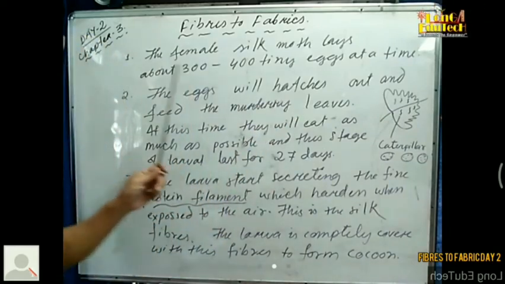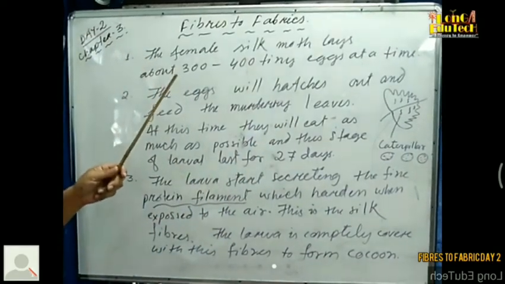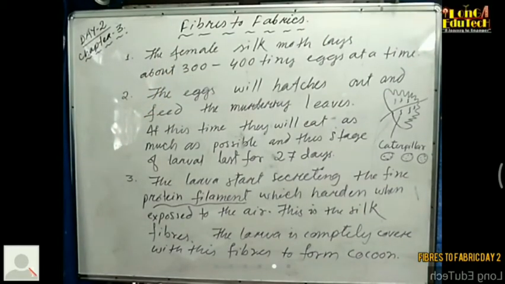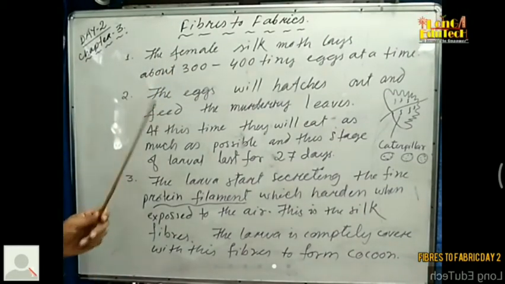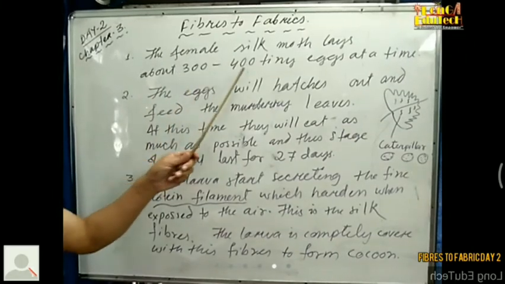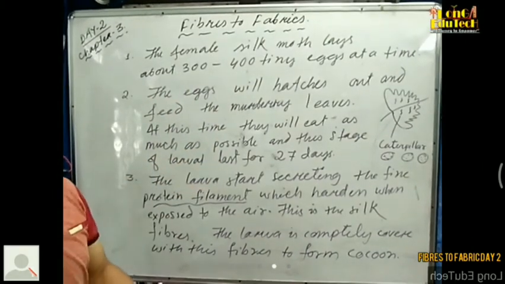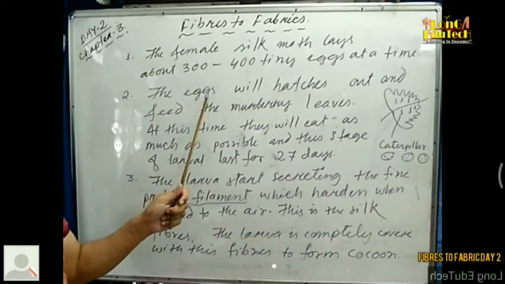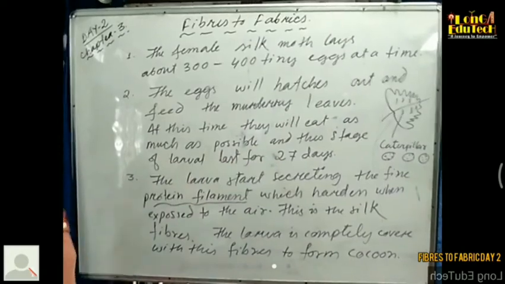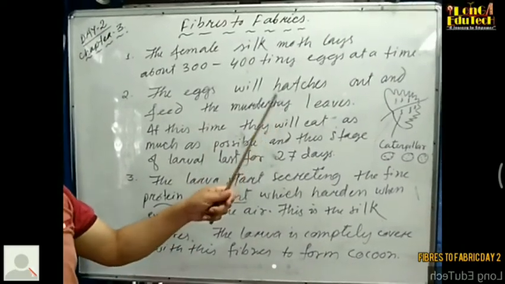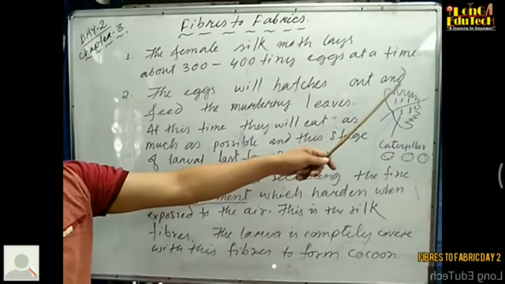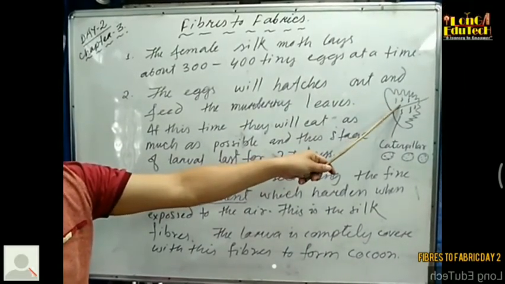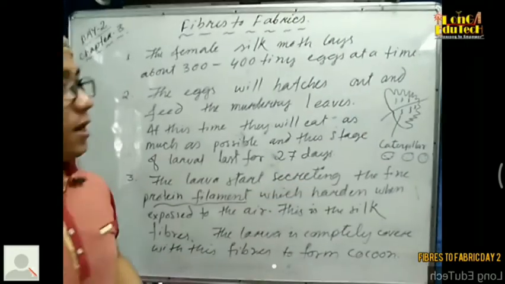Let us recap once again. The female silk moth, just like butterflies, lays 300 to 400 tiny eggs at a time. Then the eggs will hatch out and feed on the mulberry leaves. They hatch out as larvae, and when they feed, they will become the last caterpillar.